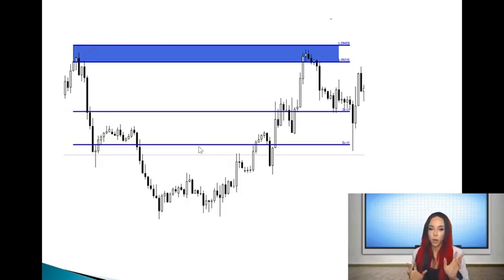And here is a bit of a unicorn zone that has all the conditions. The initial move was a strong drop-base-drop, or a staircase supply. Remember I said that on staircase formations, you need to look for that originating area higher up. So this was on a slightly lower time frame, and instead of price reacting from this base, it went all the way up to the originating supply.